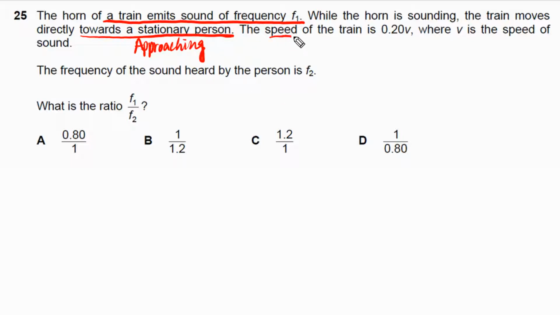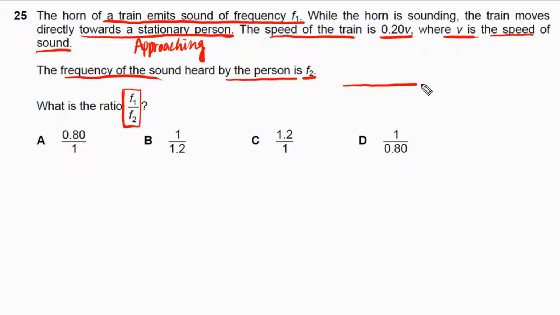It is also given to us that the speed of the train is 0.20 v, and v is the speed of sound. The frequency of the sound heard by the person is also given, and that frequency is f2. Simply we need to find the ratio between f1 and f2. Let's try to see the clear picture of this question by sketching.